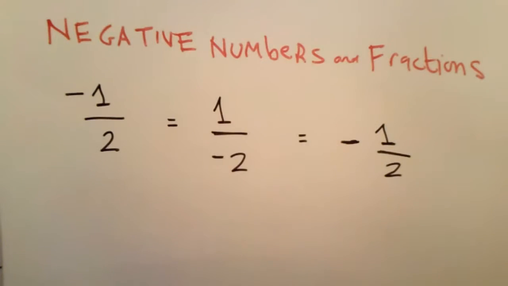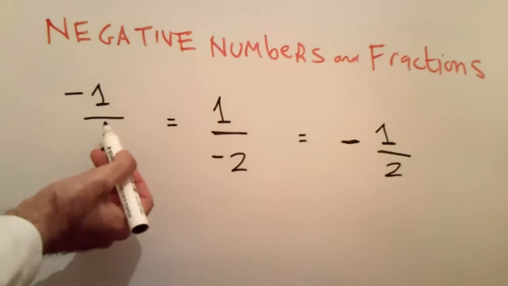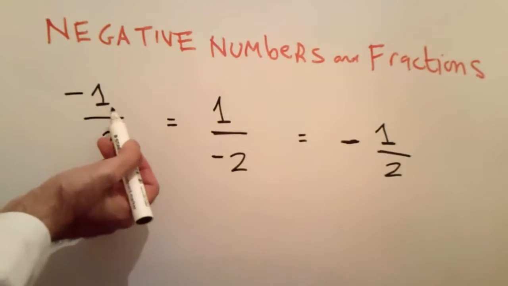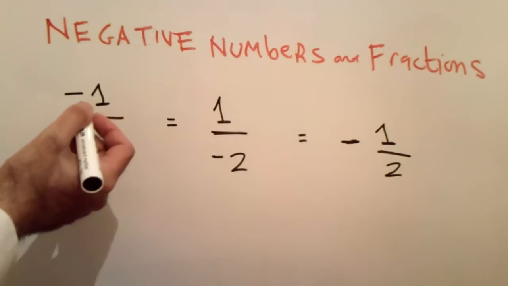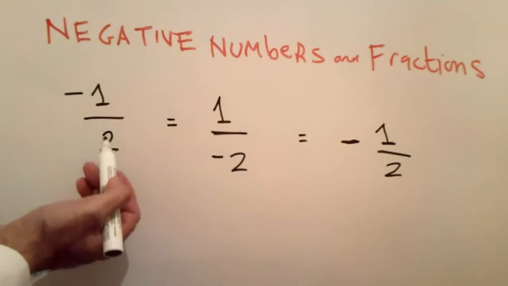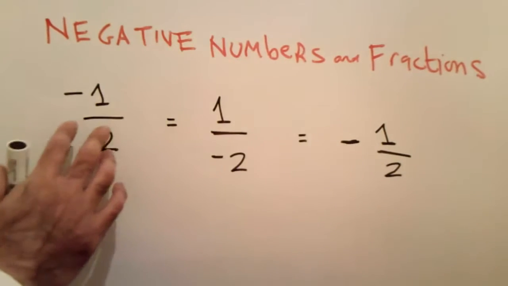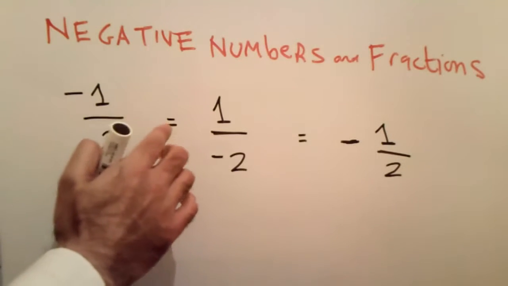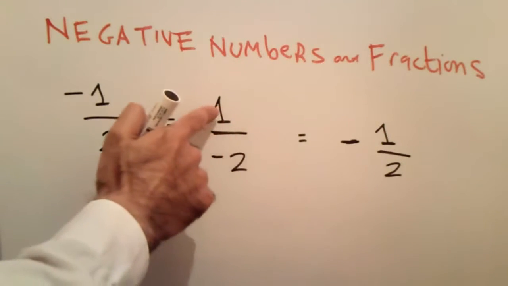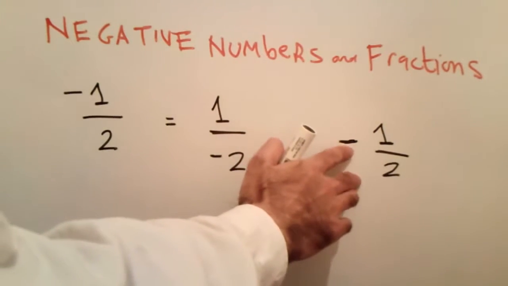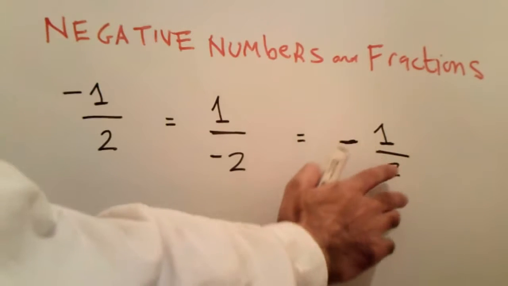Here's a quick introduction to negative numbers and fractions. When you have a fraction where the numerator or the denominator has a negative number, so here we've got -1/2, we can say it's equal to 1/-2, which is equal to -1/2.